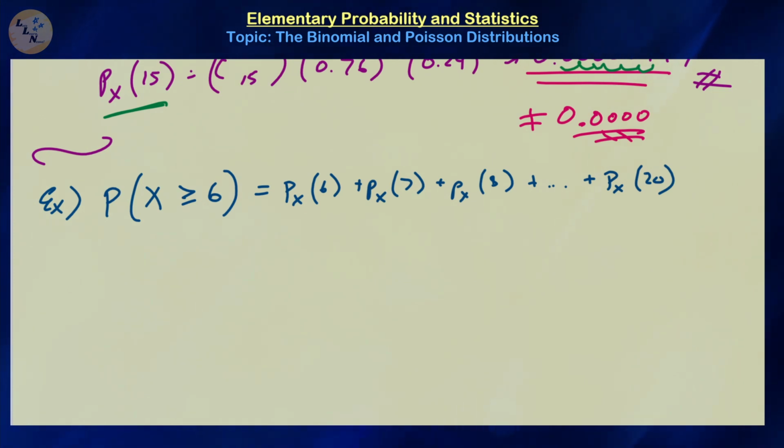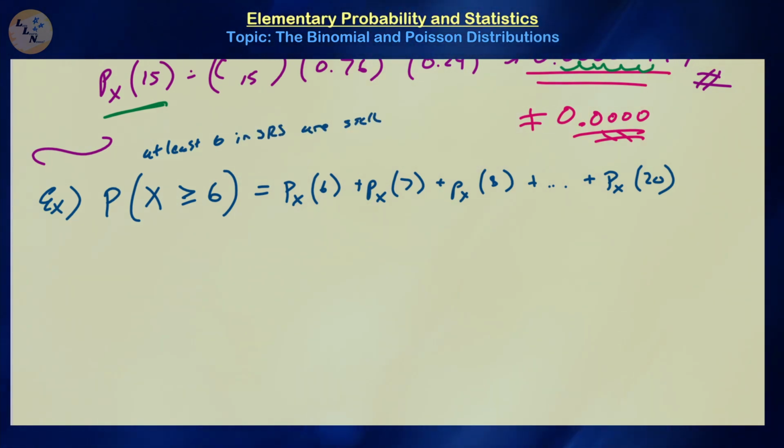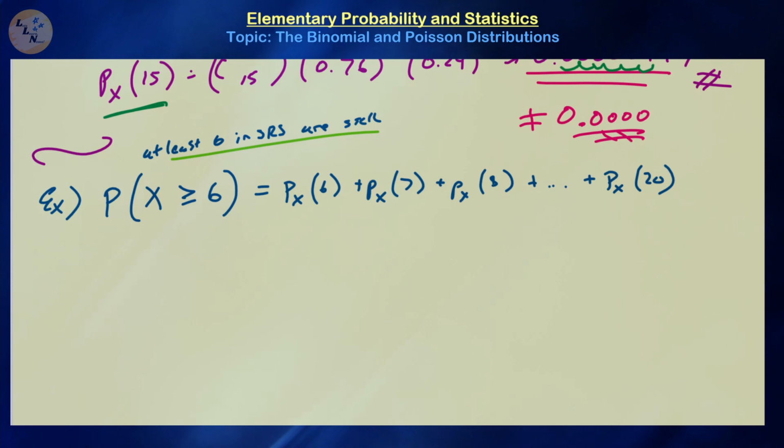So what is the probability that at least 6 in our simple random sample are sick? That's what this means, right? That's different than more than 6, right? So more than 6 will not include 6. So that's important to know the difference between them. At least, at most, less than, or, those types of words. Make sure you know the difference.